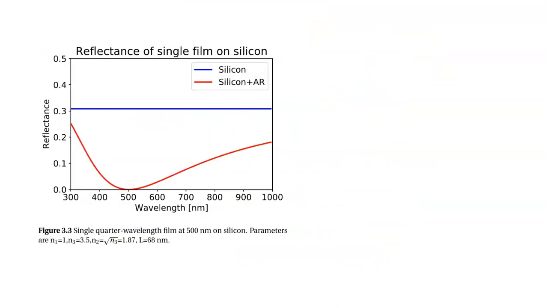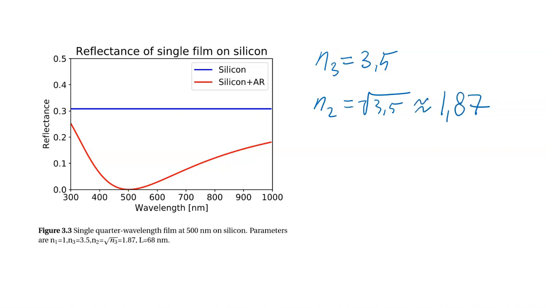Let's take an example. Assume we have a silicon substrate and it has a constant refractive index of 3.5. Now we can calculate the needed refractive index of the layer.